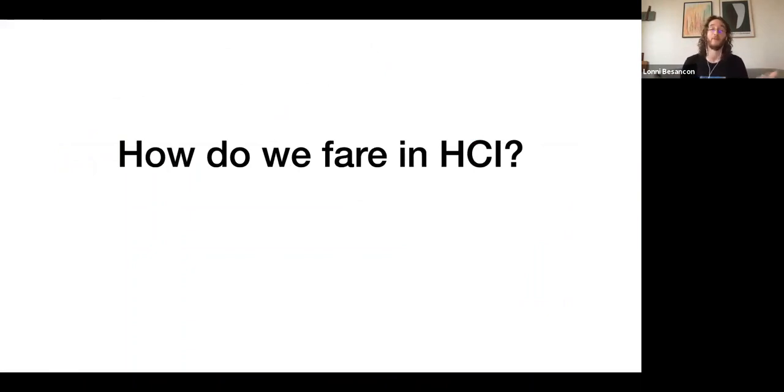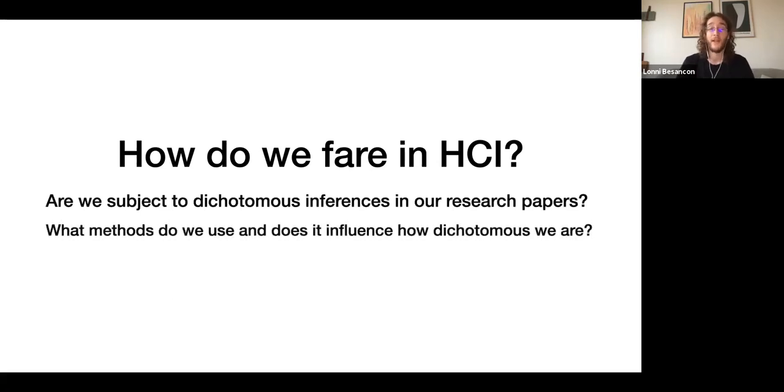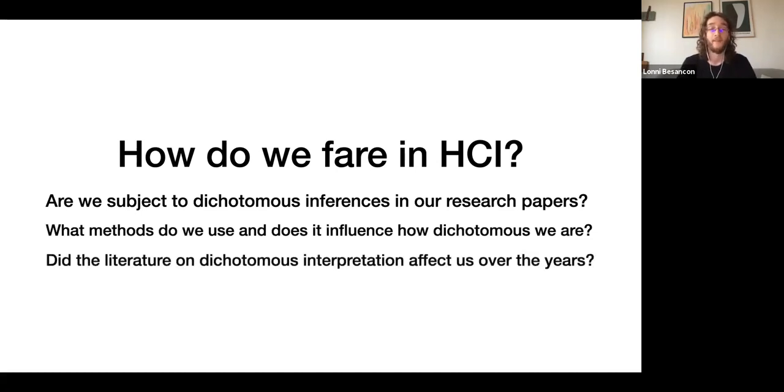And I just thought, okay, how do we fare in HCI, right? HCI being human-computer interaction. How good are we with dichotomous inferences? And so are we subject to them in the papers that we have? What methods do we use to report results? And does it actually influence how dichotomous we are in the end? And has all of this literature on statistical analysis actually changed what we've been doing in the field?